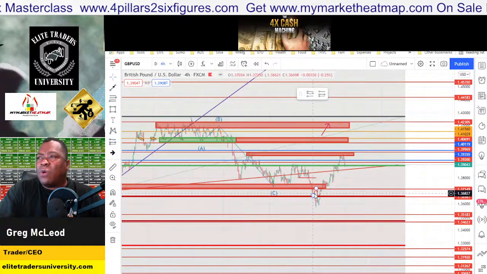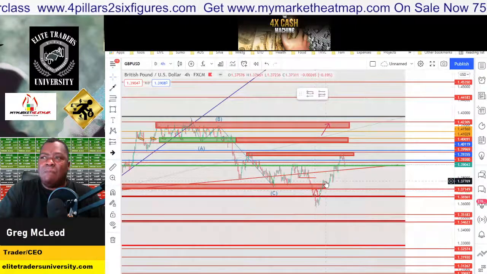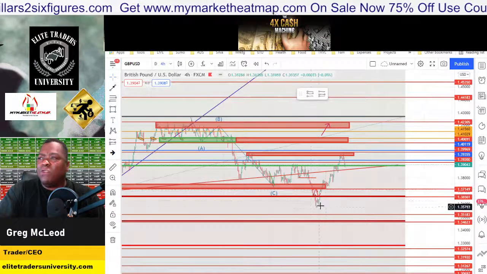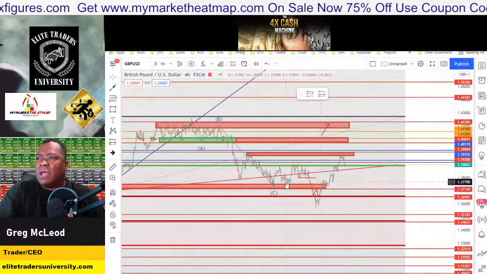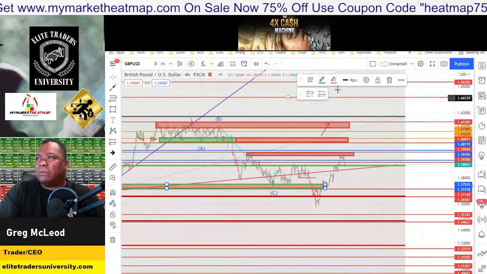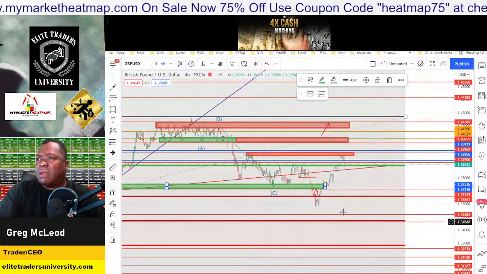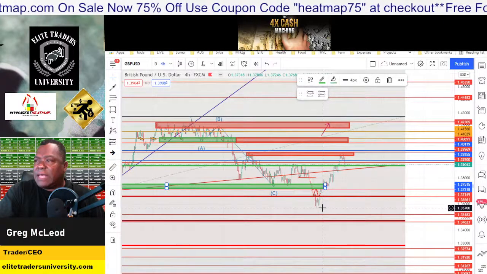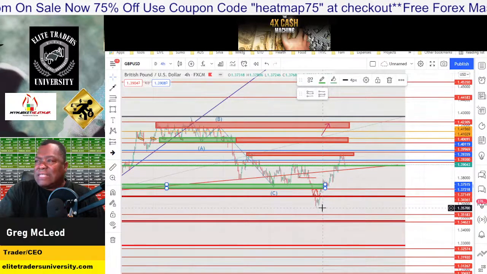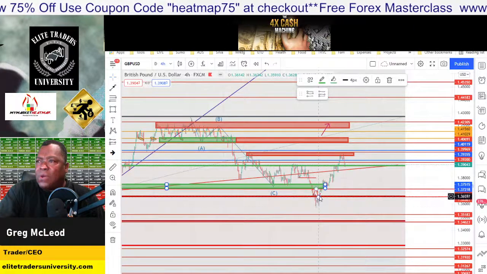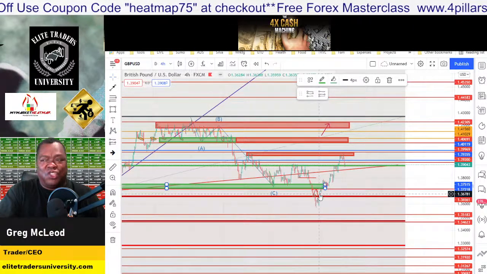So we broke down below, and now we came back up. This was an extreme move below support. I'll make this green, a demand zone, right? So price came through, they tried to push it down, and they got as low as 1.35770, right? And then they tried again, and then boom, in your face, rejected.